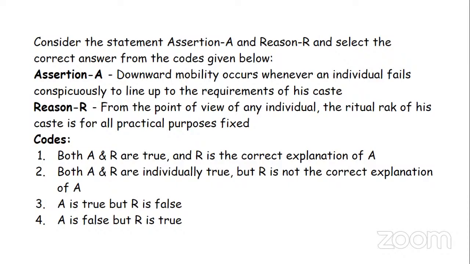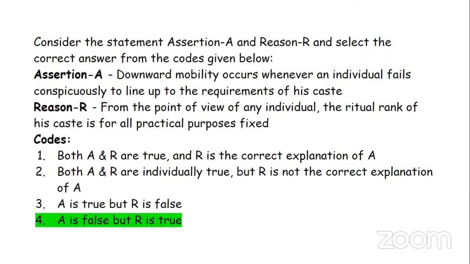Okay, let's check the answer. So the right answer is option 4. A is false, but R is true. So A, assertion, is given as: downward mobility occurs whenever an individual fails to conspicuously live up to the requirements of his caste. Is that right? No. The assertion given here is false.